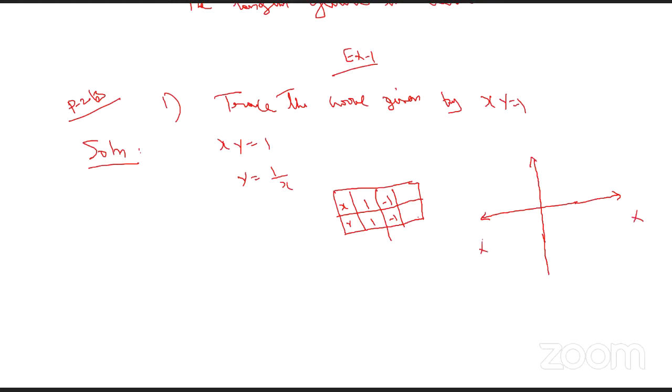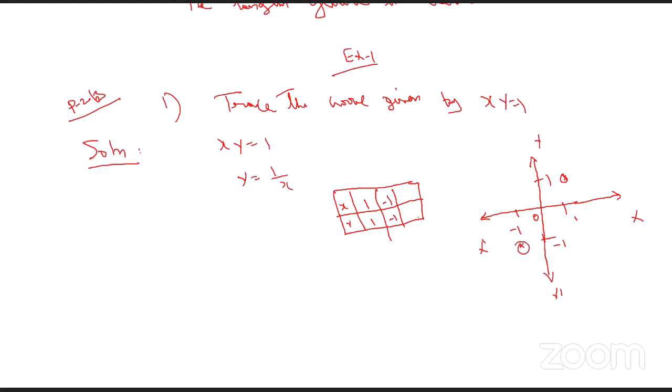X dash, y dash. This is origin. You know that this is 1, this is -1. This is 1. First point, 1 comma 1. This is positive, this is positive here. Next -1 comma -1. So these two are -1 comma -1.